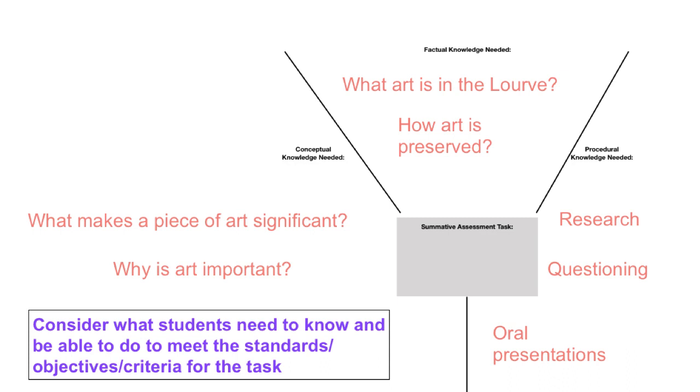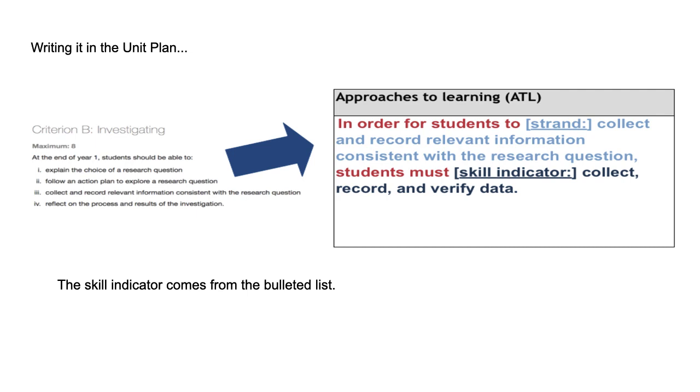students. Specifically, though, when we consider ATL skills and what we put in the unit, we're going to look at our objectives. The objectives that we pick for our unit for our summative task, the criteria for success, determines what ATL skills we choose for our unit. And generally, we put in this little sentence in our units: in order for students to blank, they must blank. And the first one is your objective strand.